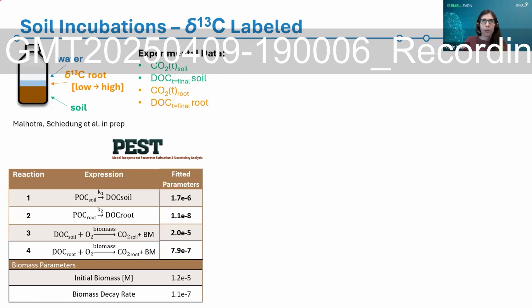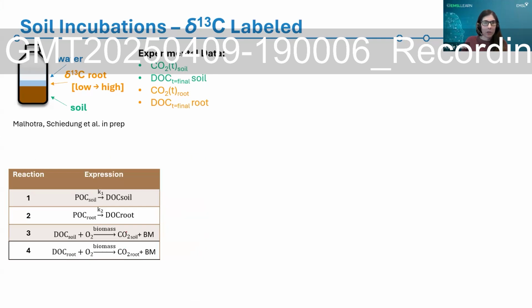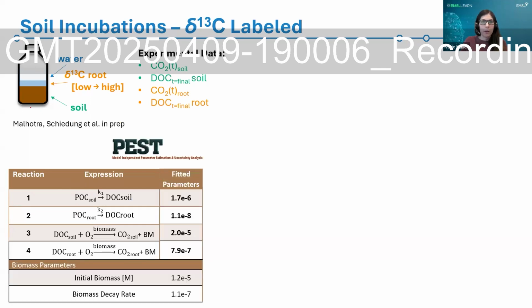From this experimental setup, we developed this custom reaction network shown here that consists of four reactions. The first two show the transformation from insoluble carbon, both from the soil and the roots, over to soluble DOC. The third and fourth reactions show that DOC is being respired to CO2. Using the data collected during their experiments, we were able to fit rate parameters to those four expressions, as well as some microbial biomass parameters, since these are all microbially mediated processes.